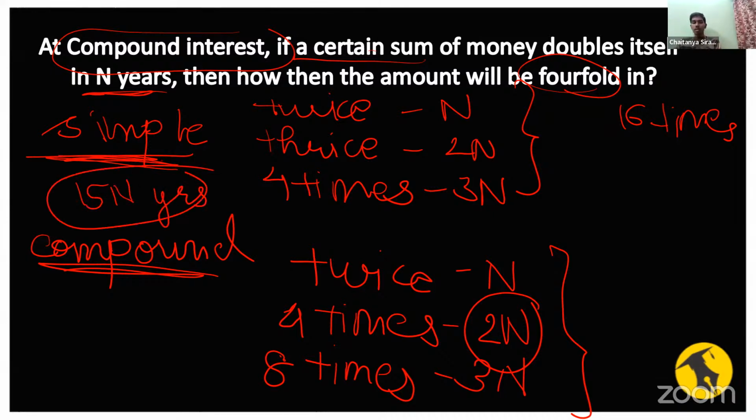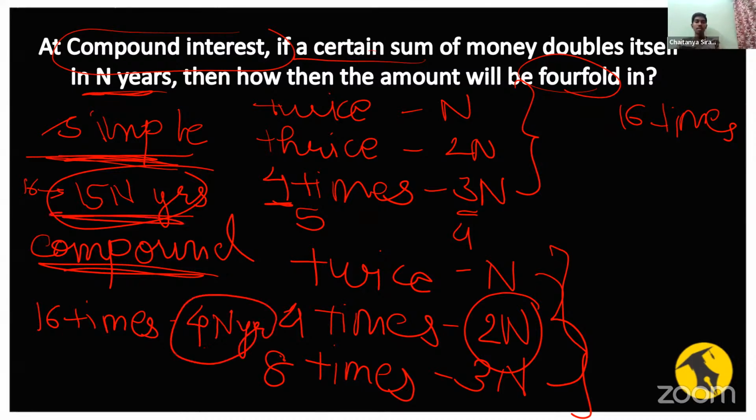How did I get this? You can solve. See, for 4 times it is taking 3n. For 5 it will take 4n. So similarly for 16 times it will take 15n. But what's happening here? It will keep on doubling. So after 8 times you would get 16 times in 4n years.